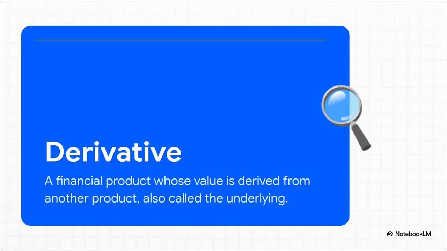Okay, so here is the official textbook definition. And the most important word on this slide is derived. A derivative contract has zero value on its own. It's not like a share of a company. Its value comes entirely from the price of something else, and we call that something else the underlying asset. This could be a stock like Reliance, an index like the Nifty 50, a commodity like gold, or even a currency like the US dollar.